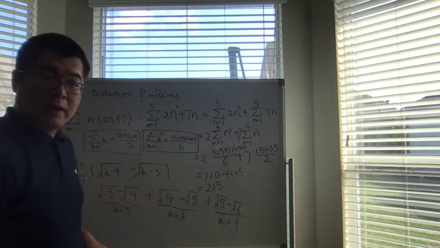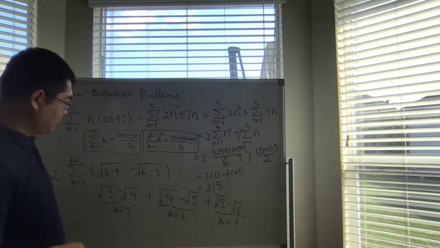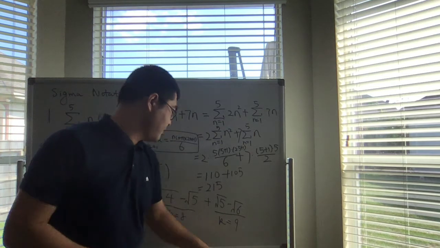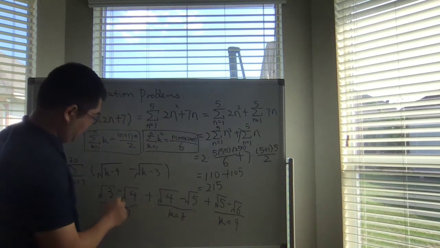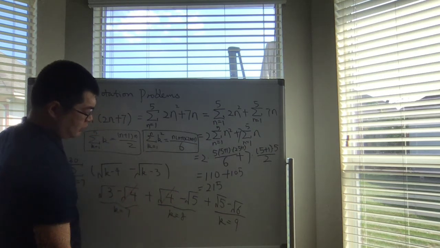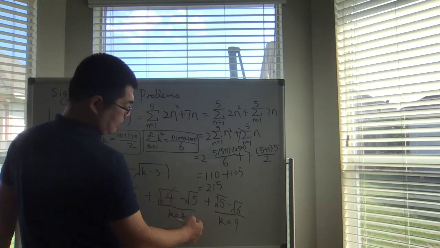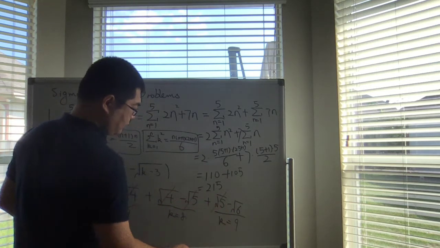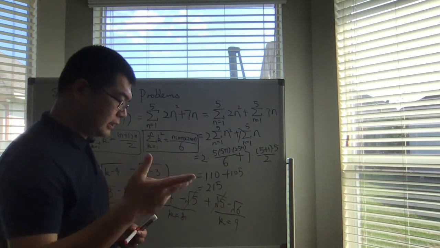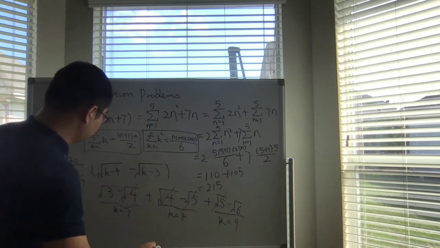And as many of you can see, do you realize that I have minus square root of 4 and I have plus square root of 4? So those two cancel. You have a minus square root of 5, I have plus square root of 5, right? Those two cancel. And it's kind of like a telescoping cancellation here. So later on, you will see, guys.